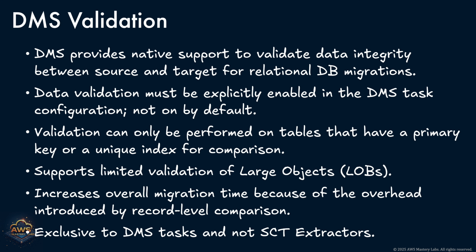To use validation, it must be explicitly enabled in the DMS task settings. It's not on by default. Once enabled, DMS begins to track and validate as data is written to the target. An important requirement for validation to function is that each table being validated must have either a primary key or a unique index. These identifiers are necessary to match and compare records between the source and the target.